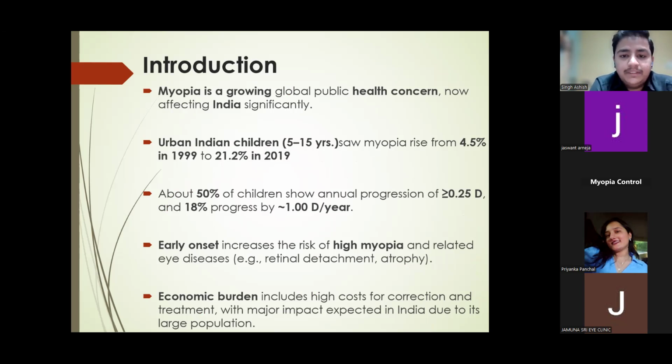Myopia is a growing global health concern now, affecting India significantly. Urban Indian children, in the age group between 5 to 15, saw myopia rise from 4.5 percent in 1999 up to 21.5 percent in 2019. As we can see, prevalence is increasing. About 50% of children show annual progression of more than 0.25 diopter, and 18% show progression of minus 1.00 diopter per year. Early onset increases the risk of high myopia and related eye diseases, for example retinal detachment and optic atrophies. It also includes economic burden: high cost for correction and treatment, with major impact expected in India due to its large population.